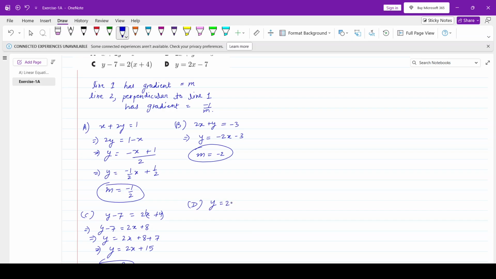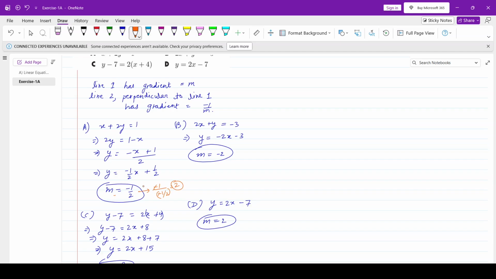Equation D: y is equal to 2x minus 7, so m is equal to 2. If a line is perpendicular to this line, then the gradient would be minus 1 divided by minus 1 by 2, which will be, the minus will get cancelled out, and the gradient will be 2.